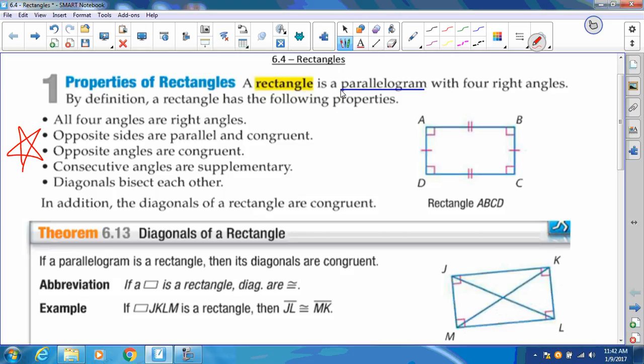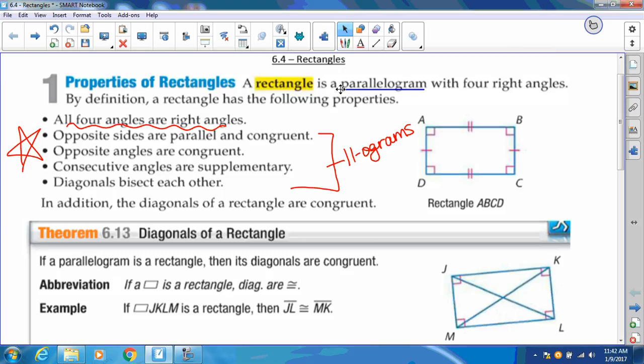All the angles are right angles. Opposite sides are parallel and congruent. I just said that. Opposite angles are congruent. Again, you should already know that. Consecutive angles are supplementary. You should know that as well, because all of those are true in a parallelogram, and the diagonals bisect each other. So these four are those same properties that you know about parallelograms. This is an added one. That's not true in a parallelogram necessarily. In a rectangle, you will have four right angles.